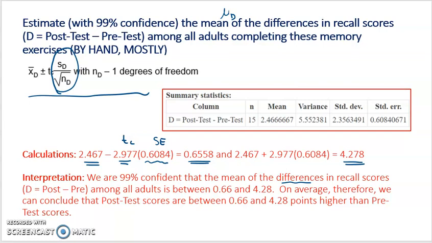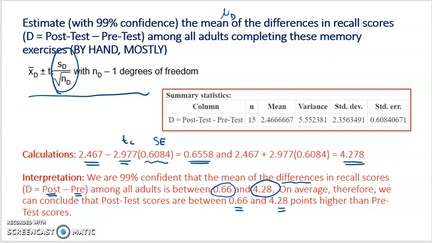Now, it's good. I like to interpret that a little bit farther. Our differences are post-test minus pre-test. These differences are between positive 0.66 and positive 4.28. What does that imply? On average, the only way you get positive values is if the post-test is greater than the pre-test. So on average, we can conclude that the post-test scores are between 0.66 and 4.28 points higher than the pre-test scores.